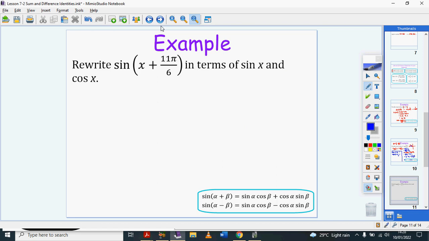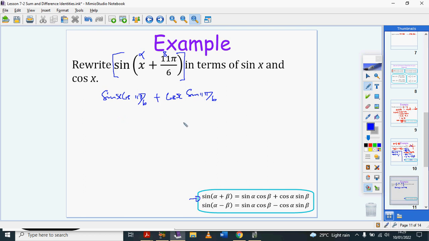All right, we write sine of x plus 11 pi over 6 in terms of sine x and cosine x. This is simply calling us to use the addition formula for sine, or the sum formula for sine. So sine of alpha plus beta is sine alpha cosine beta plus cosine alpha sine beta. So I'm going to just apply that because this is my alpha and this is my beta. So this will be sine x cosine 11 pi over 6 plus cosine x sine 11 pi over 6.